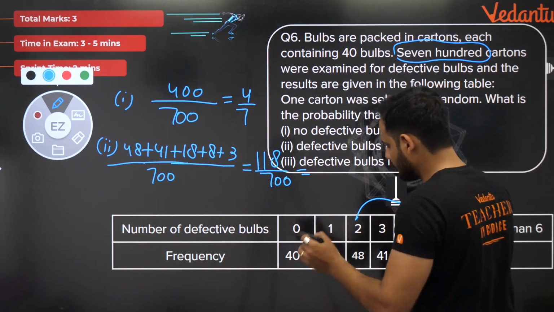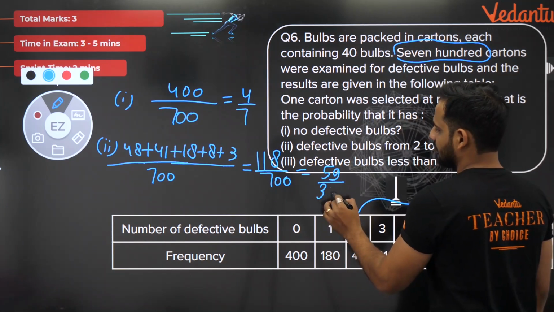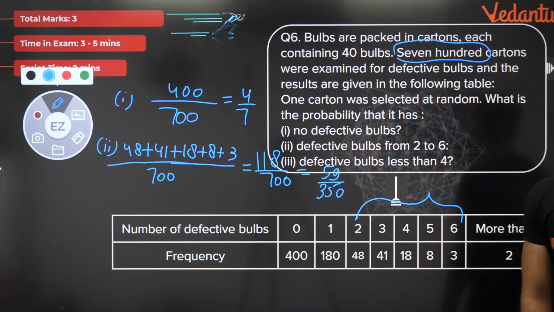So it will be equal to 59 by 350. Now it won't divide further because it is a prime number. 59 is a prime number.